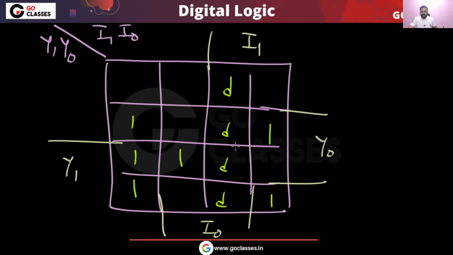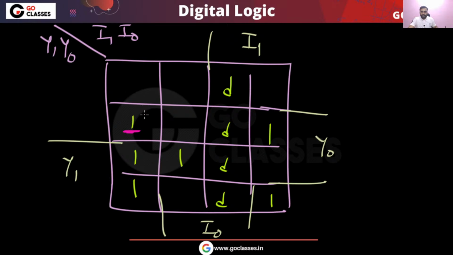So what is the minimal expression? Can we create a size 8 cube in this? In this question, a size 8 cube we cannot create. There is no size 8 cube. So let's focus on size 4 cubes. What are the size 4 cubes that are possible? With this one, how many choices do I have? There are two choices. Either I can do it like this or like this. There are only two choices.